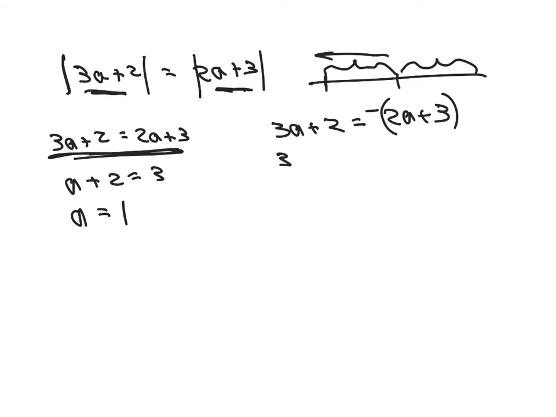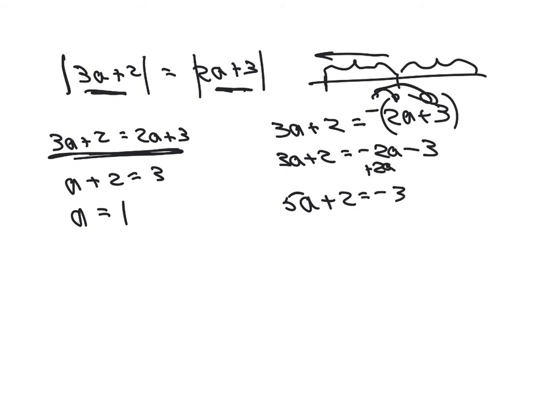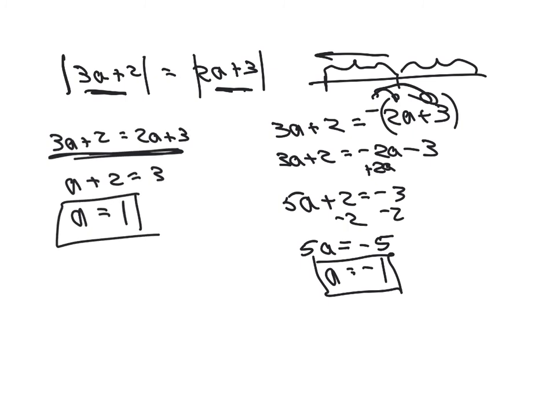Over here, we're going to get 3a plus 2 equals negative 2a minus 3. We distribute the negative. Add 2a to both sides. We get 5a plus 2 equals negative 3. Subtract 2. And a equals negative 1. So two possibilities here of what a could be.